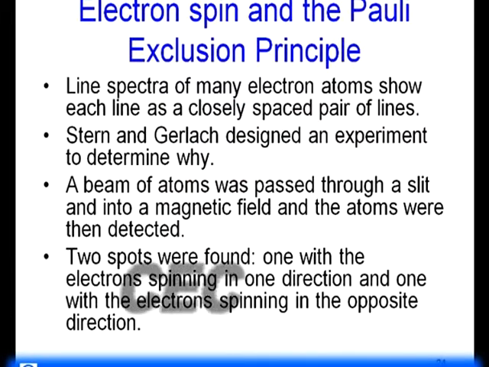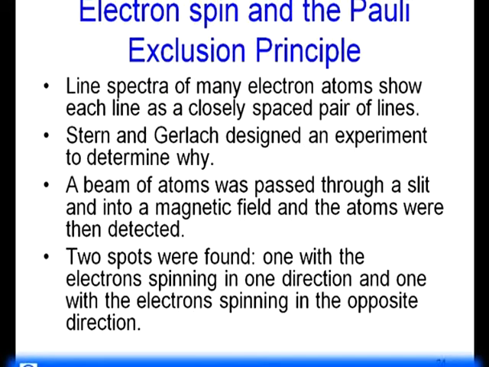Now, we also talked about the Pauli exclusion principle yesterday. What we find is that the line spectra of many-electron atoms do not consist of just a single line, they consist of multiple lines. Stern and Gerlach designed an experiment to explain why this is found. What they found is that there is another quantum number needed to describe the system completely, even the hydrogen atom, and this is the spin quantum number.